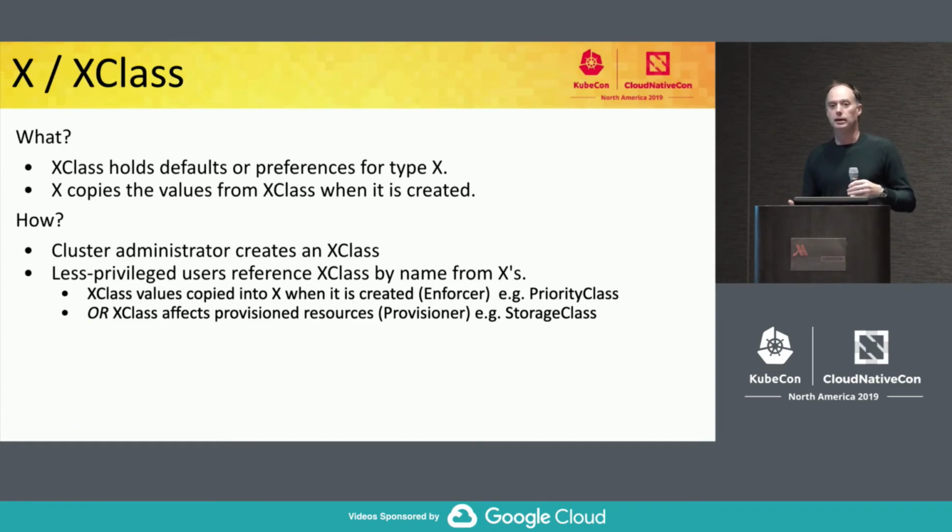It's about being able to create site-specific or cluster-specific defaults that developers don't have to think about. And there's two ways this plays out. I've seen it used with the enforcer pattern, where the class values get copied into the object as site-specific defaults. The priority class pattern does this, setting a numeric value from a string value into a pod. Or there's another way, with a provisioner pattern, where you don't ever see the child object or the lower object that's created, but the class is telling you the defaults to put in there.